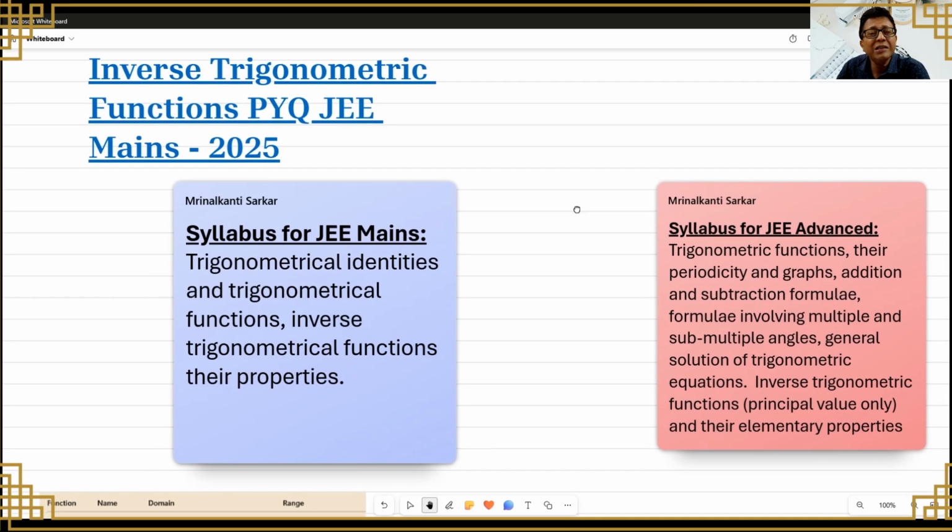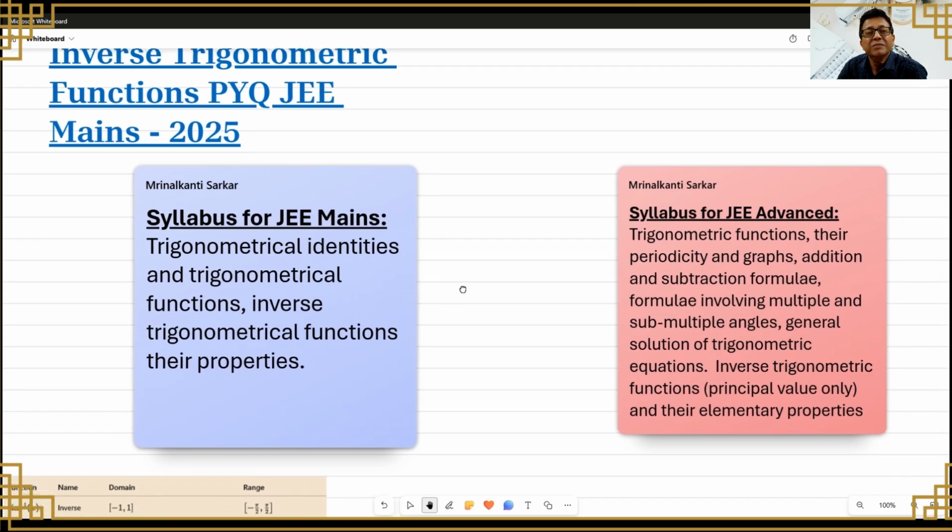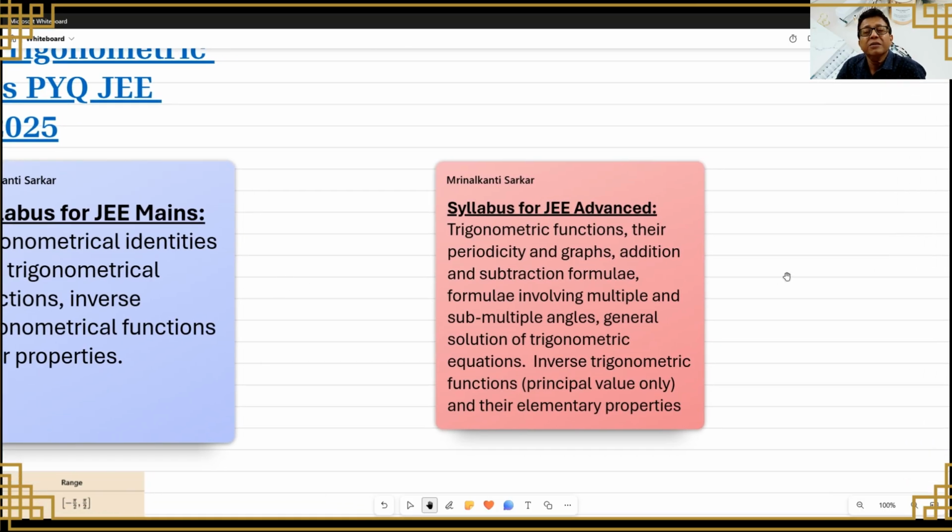JEE Main, I have seen in their website for trigonometry they are writing trigonometrical identities, trigonometric functions, inverse trigonometric functions and their properties. This is for JEE Mains. What do you see for JEE Advanced? Trigonometric function, their graph, addition, subtraction, multiple, sum multiple, general solution is there. Last part, only these few words are given. Inverse trigonometric functions, principal value only, and their elementary properties.